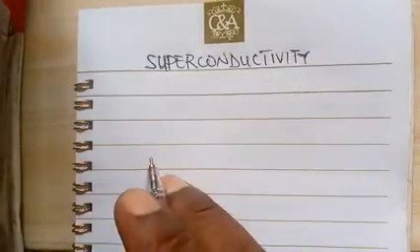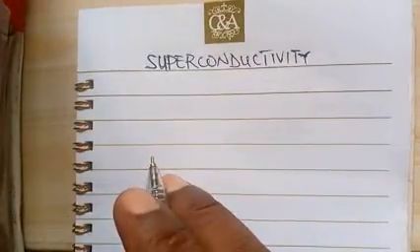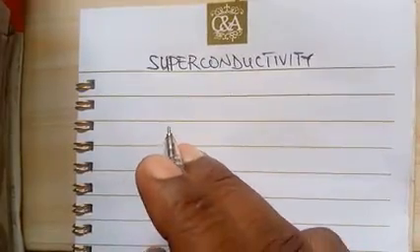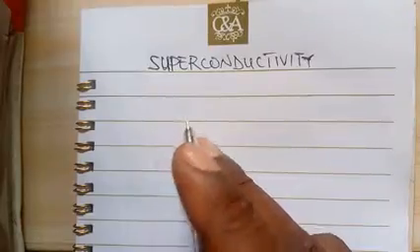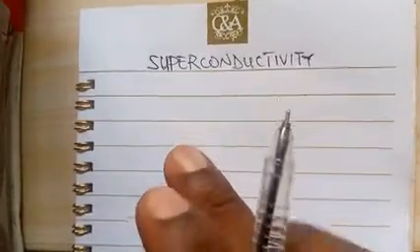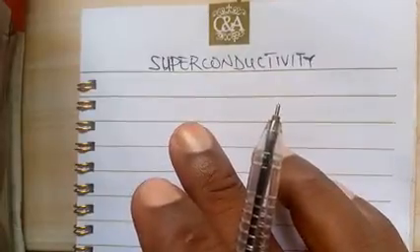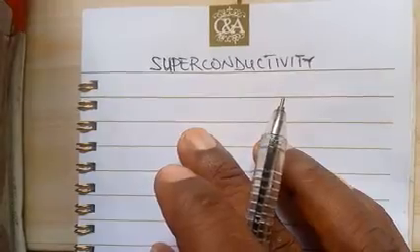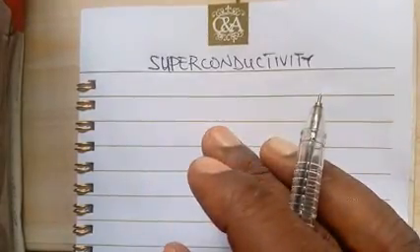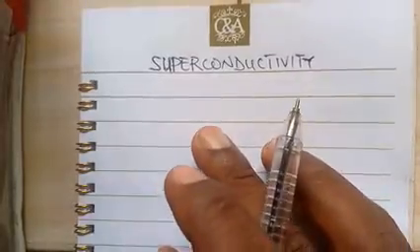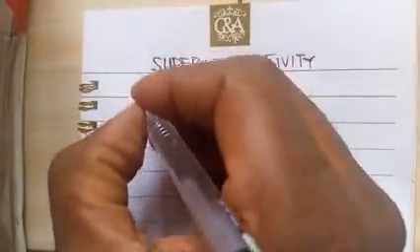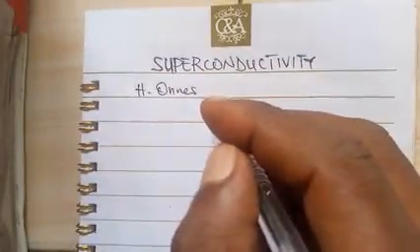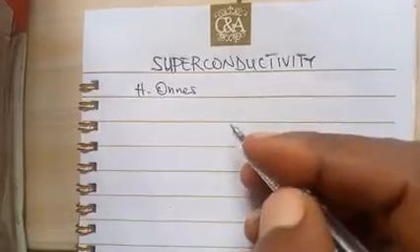In this video, we're going to talk about superconductivity. There are some materials for which the resistivity is zero below a certain temperature. That temperature is known as the critical temperature. The phenomenon is called superconductivity. It was discovered by a Dutch physicist called H. Onnes in 1911, shortly after he successfully liquefied helium.